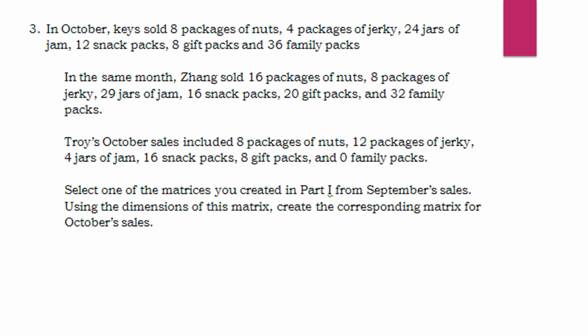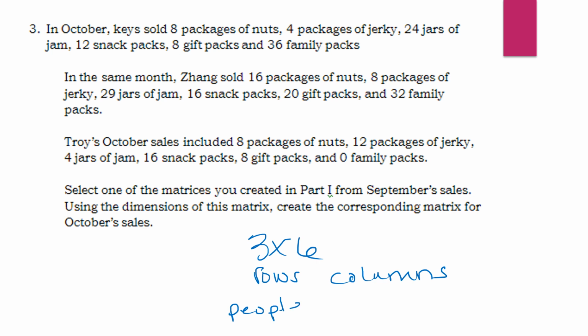All right, in example 3, now we are talking about the month of October. So we need to classify this data into a matrix, and we're just going to pick one way to do it. It says select one of the matrices from the September sales and do corresponding info. Doesn't matter. Let's do the 3 by 6. So again, that was the rows by the columns, and the rows represented our salespeople, and the columns represented the product.